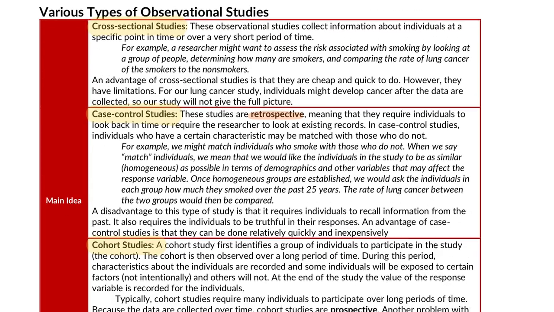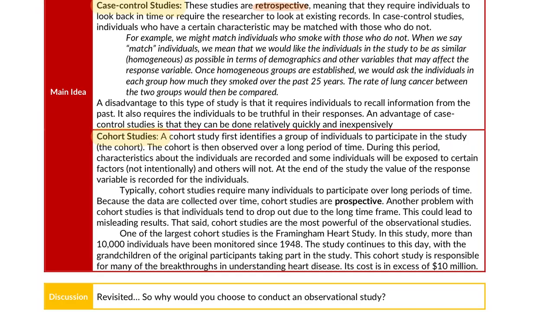The last one is called a cohort study. This is probably what you are more used to thinking about in regards to observational studies. They are prospective, which means they look over long periods of time, kind of looking towards the future. I think the best explanation of this cohort study is that example in the third paragraph there. It says one of the largest cohort studies is the Framingham Heart Study. In the study, more than 10,000 individuals have been monitored since 1948, and the study continues to this day with grandchildren of the original participants taking part in the study.